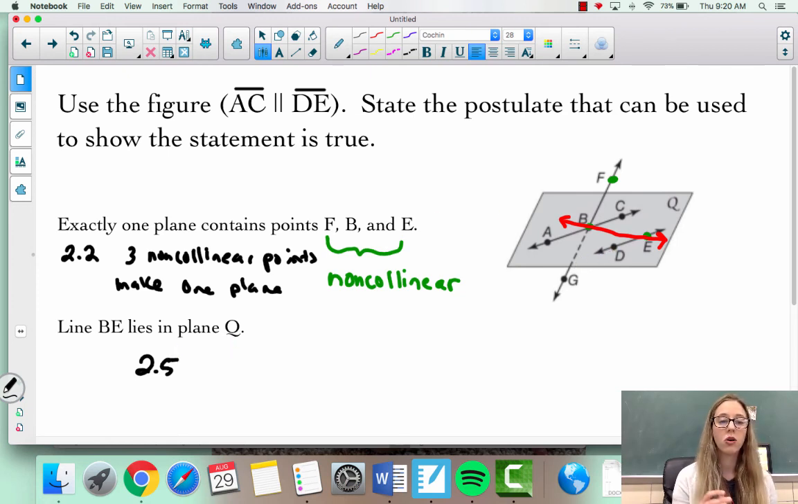Okay. So 2.2 was for the first example. Postulate 2.5 was for the second. Like I said, having these handy in your notes will be useful when you're going through the practice problems, maybe even the mastery check. Just make sure you know the general rules for those postulates when you're preparing for your test.